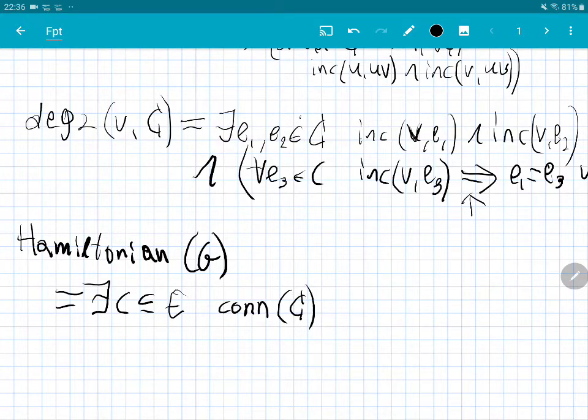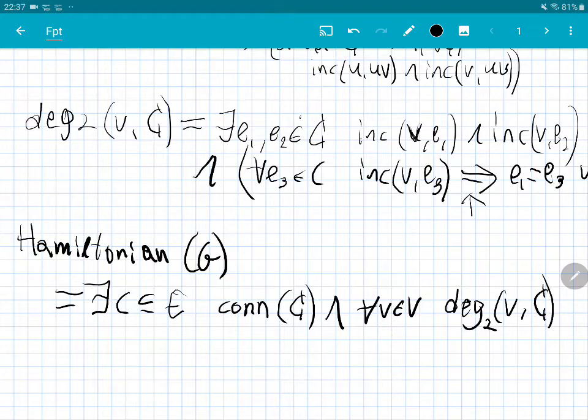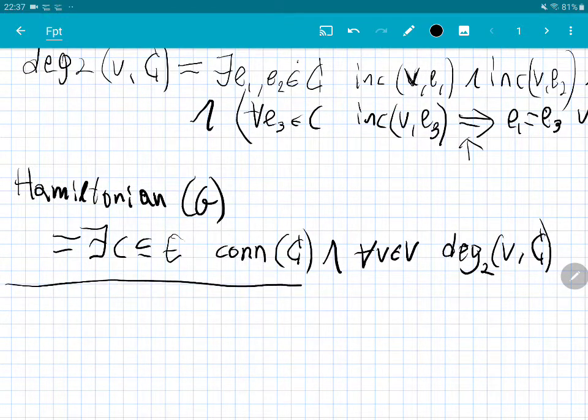We require that the C edges be connected, and we also require that for every vertex V in the graph, the degree of the vertex in the cycle is 2. Every vertex is indeed adjacent to exactly 2 edges in C. So C covers all the vertices in the graph, and it's connected. As such, it's a Hamiltonian cycle. And now we can plug this into Courcelle's theorem and get that this can be computed in linear time on a graph that has bounded treewidth.